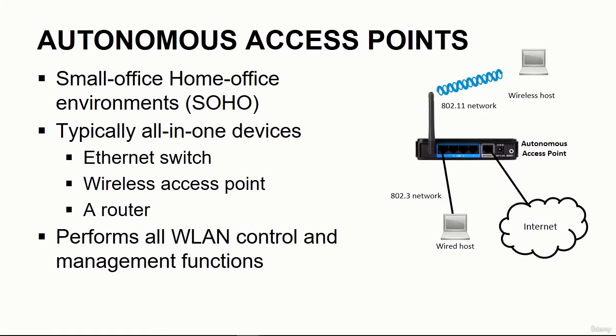Most home or small office, home office Wi-Fi environments use something called autonomous access points to connect the wireless hosts to the network. The autonomous access point is actually 3 devices all in one. They combine the functions of an Ethernet switch for the wired connections, a wireless access point for the wireless connections, and a router to route packets between the internal LAN and the WAN or the internet. Management of autonomous wireless access points is typically done through an administrative console that's accessed from a web browser from one of the hosts on the internal network. Autonomous access points are ideal for very small networks.